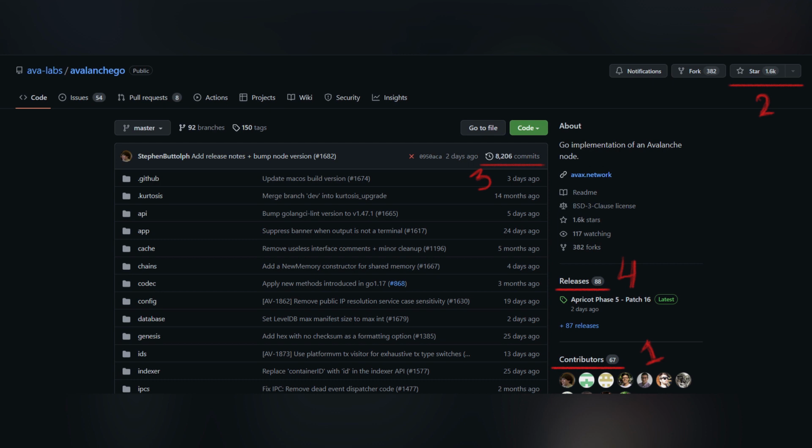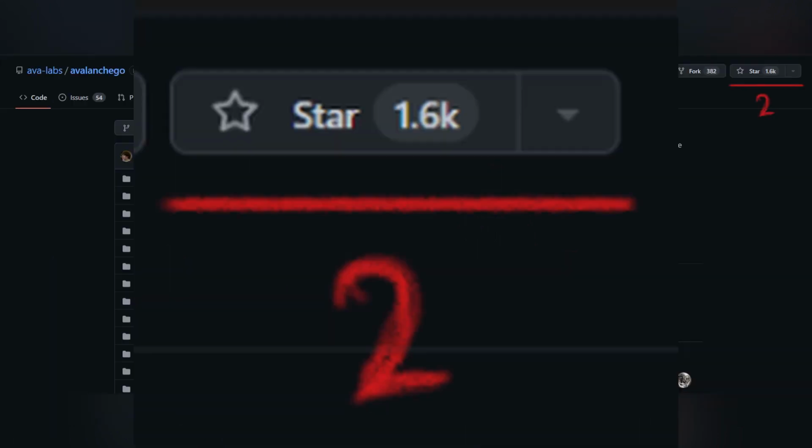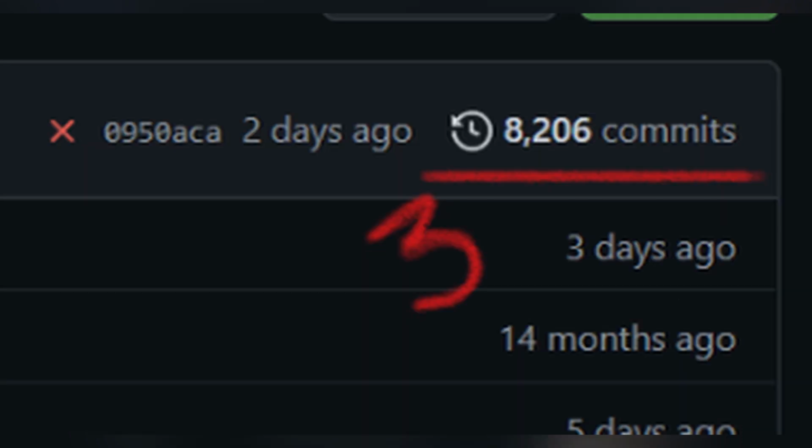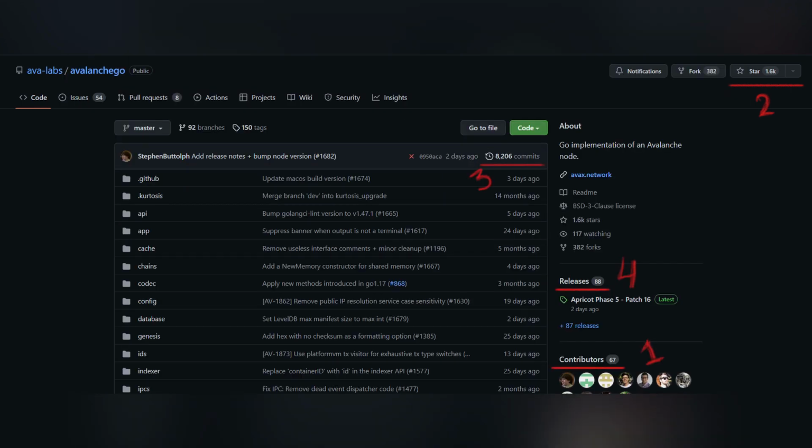Next in order, what we pay attention to: 1. Contributors. This is the number of programmers working on the project. 67 people in the case of Avalanche is a good indicator. 2. Stars. This is analogous to likes or additions to favorites on GitHub. 3. Commits. These are additional improvements and fixes in the project code. 4. Releases are important updates to the code program, sort of like a new version of Windows or iOS. An important parameter that shows that the developers are constantly improving the project.